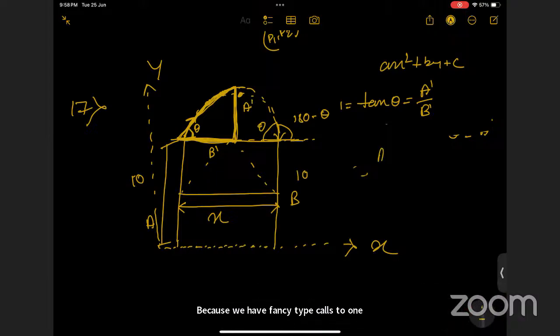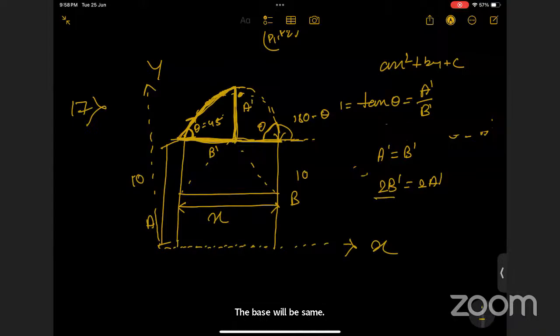So both angles will be 45 only. So it will be 1 only. So this is 45. So the distance will be 2B dash, that is equal to 2A dash, right? Because this is also 45 and this is also 45. So for both of the triangles, the base will be the same. The distance is 2B dash, that is equal to 2A dash. What we need to find is this.